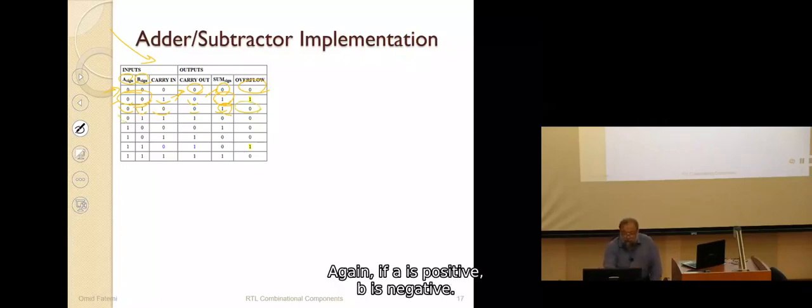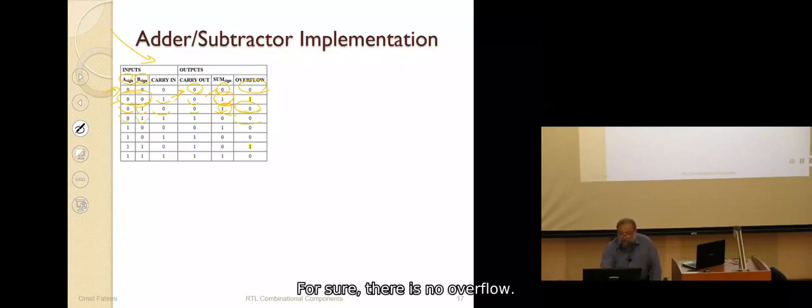Again, if A is positive, B is negative, for sure there is no overflow. If A is negative, B is positive, no overflow, regardless of carry-in, there is no overflow, okay?